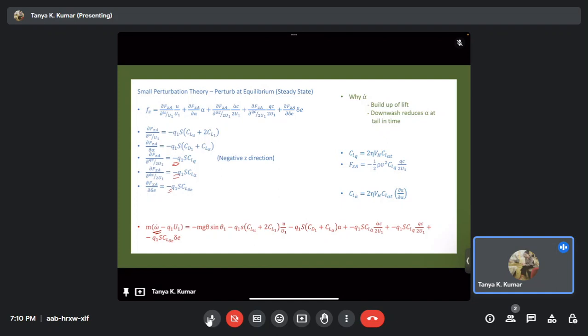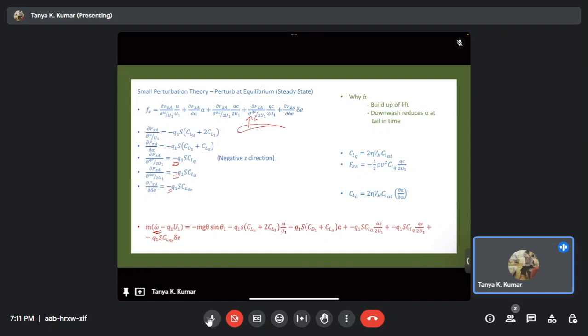It is opposite to the z direction, so you have a negative sign there. If this is your wing, the lift is produced in this direction. But we have taken the z-axis of the body frame in the downward direction, towards the underbelly of the aircraft. So the lift will have a component in the negative z direction.